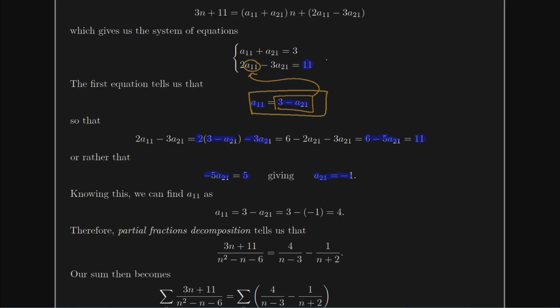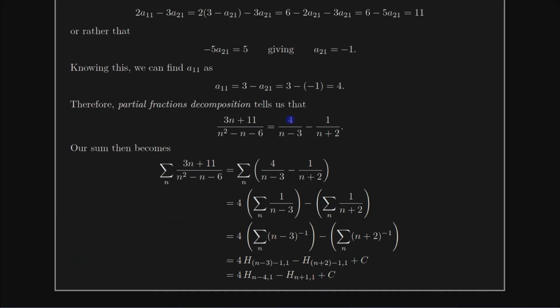If a21 is negative 1, I just look all the way to this line again. I have 3 minus negative 1 for a11. In other words, a11 is 4. So I found my two coefficients. They happen to be 4 and negative 1. And that's allowed me to perform the partial fraction decomposition, which means that this sum is actually equal to this sum. And because of linearity of sums, the 4 can come out, the negative 1 can come out, and the sum can go to both terms on the inside. So here's my 4 out front, my negative 1 out front, and the sums on both terms on the inside.